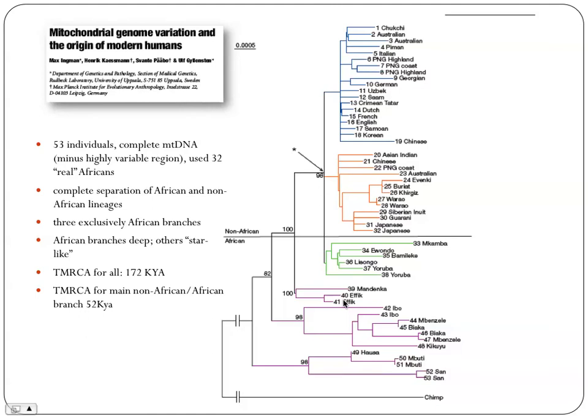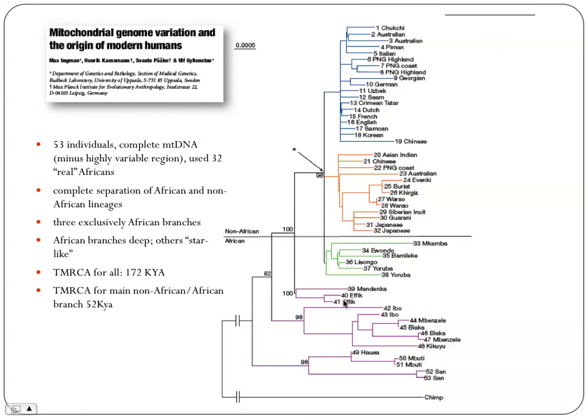A few years later, a second, more intensive study was carried out looking at 53 individuals, looking at complete mitochondrial DNA, and here they used, quote, I'm not trying to offend anyone, real Africans, people who actually have a long lineage in Africa. And what they found was a complete separation of African and non-African lineages. So above this line here are all the people who are not African, and below this line are all the Africans. You can see there's this one branch here which contains African and non-African lineages, but there are a large number of lineages over here that are exclusively African.